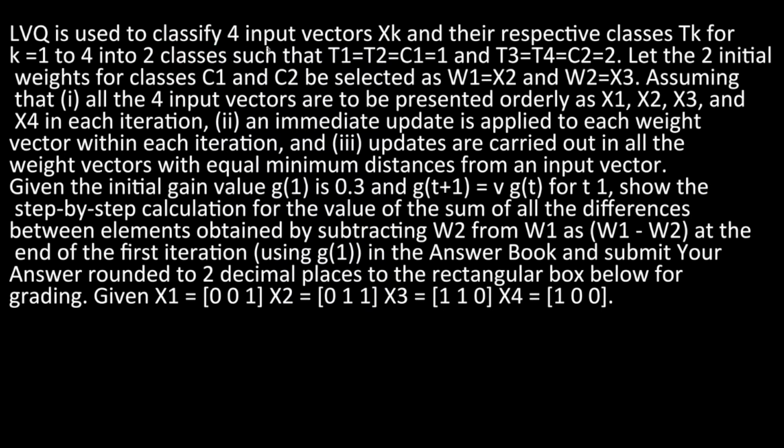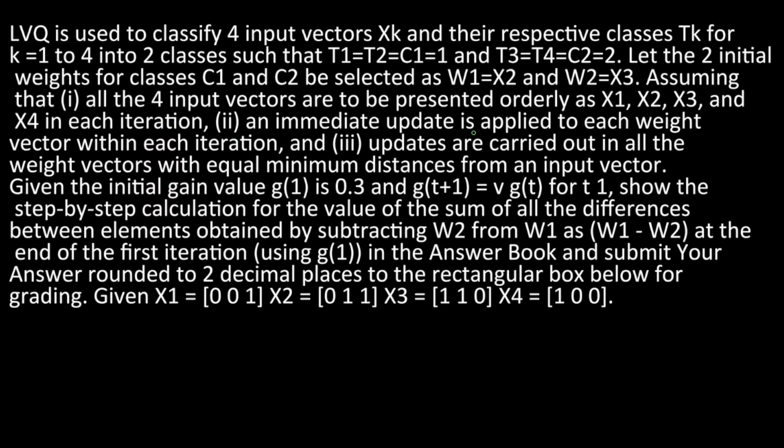To classify 4 input vectors xk and their respective classes tk for k equal to 1 to 4 into 2 classes, such that t1 is equal to t2, which is equal to c1, which is equal to 1, and t3 is equal to t4, which is equal to c2, which is equal to 2. Let the two initial weight vectors for the classes c1 and c2 be selected as w1 is equal to x2 and w2 is equal to x3, assuming that 1. all the 4 input vectors are to be presented orderly as x1, x2, x3, and x4 in each iteration.